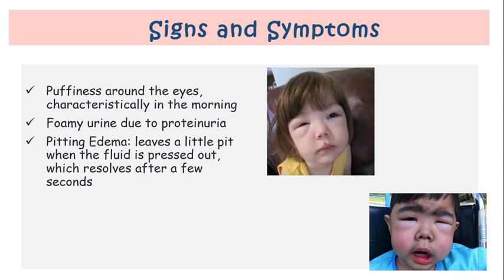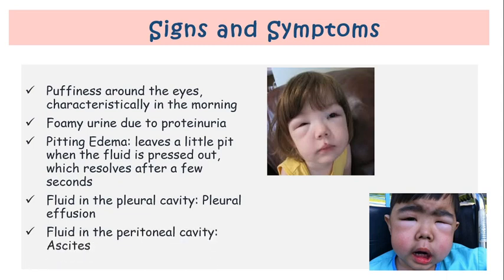Then there will be pitting edema of the feet. Now, this edema is generalized. It occurs in all parts of the body, so it can be in the face, legs, pleural cavity, lungs, everywhere. In the pleural cavity, when fluid accumulates, it causes pleural effusion. And in the peritoneal cavity, when this fluid accumulates, it causes ascites.